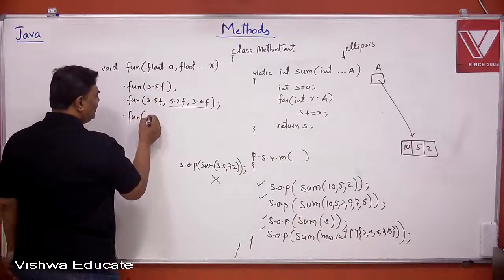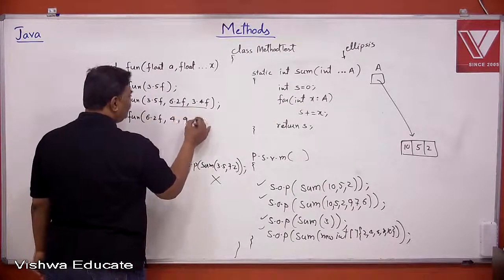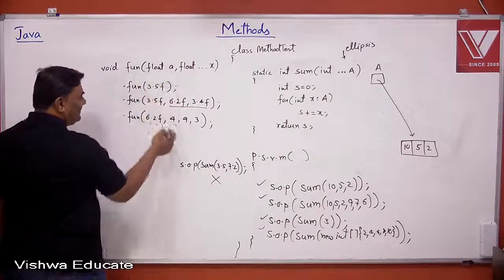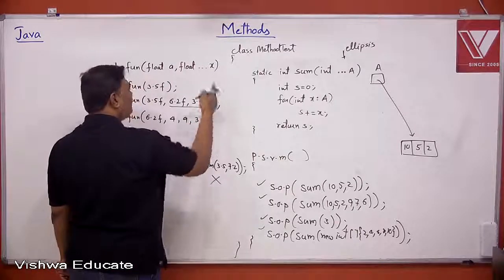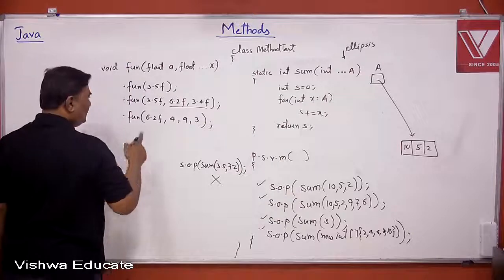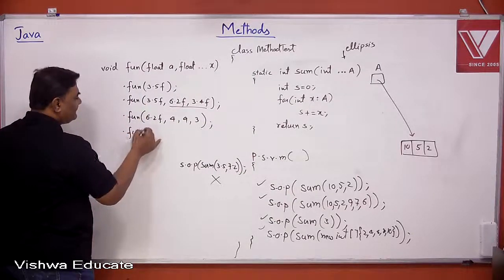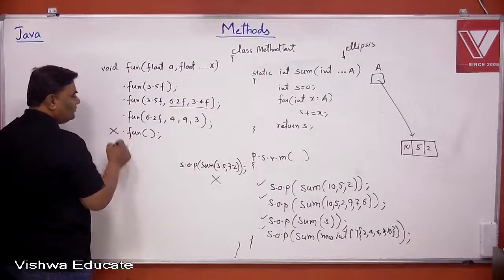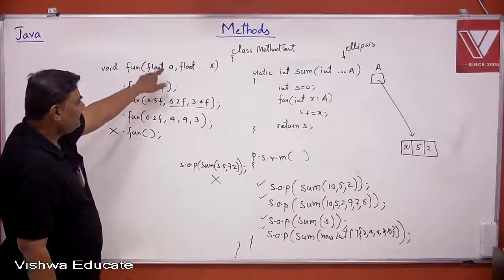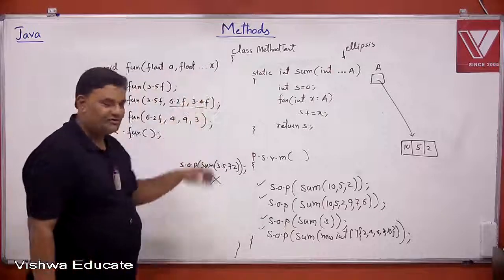fun(6.2f, 4, 9, 3): this will be taken in a, and these will be converted into float type and taken in this array. Right? So can I call like this with nothing? No. One parameter is mandatory. Then the remaining, as many as you want, you can pass, and all of them must be float.